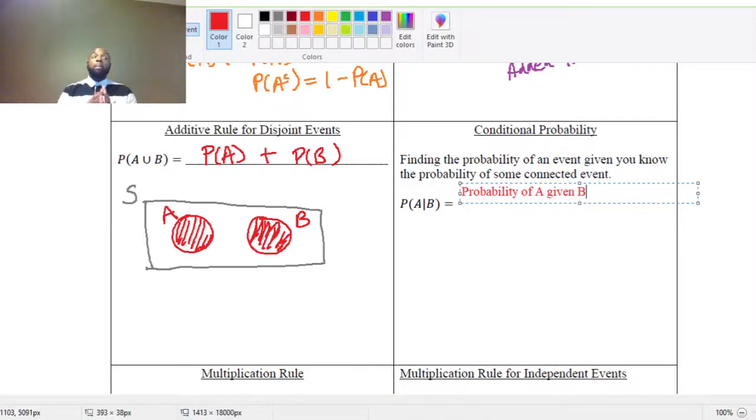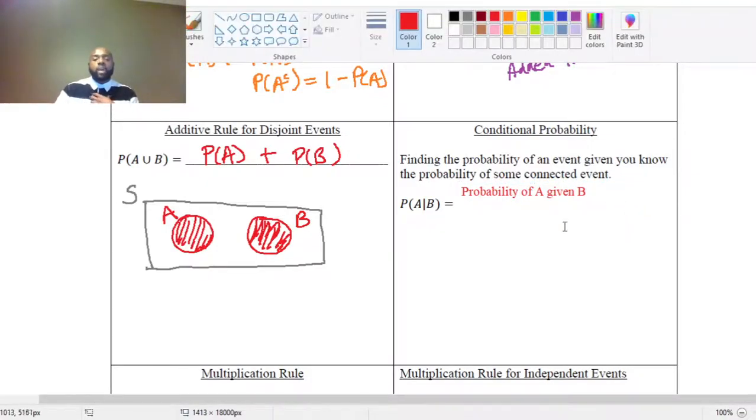So A is the event whose probability we want to know, but B is the event that we already know has occurred. That's why it's called conditional probability. We're conditioning on the fact that we already know event B, but we're interested in calculating the probability of event A given that event B has already occurred.